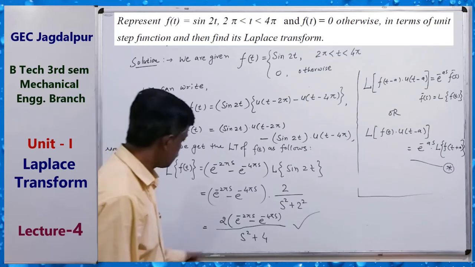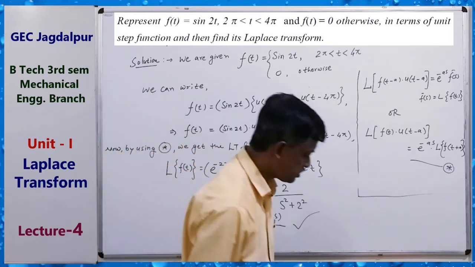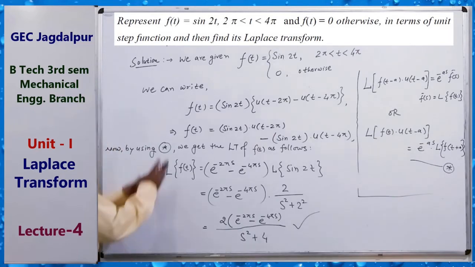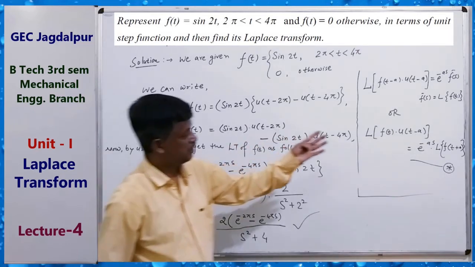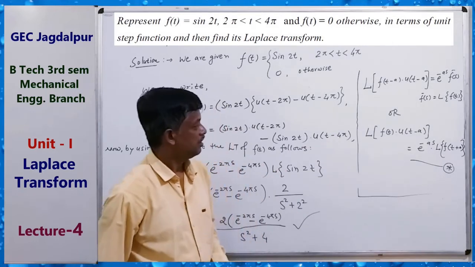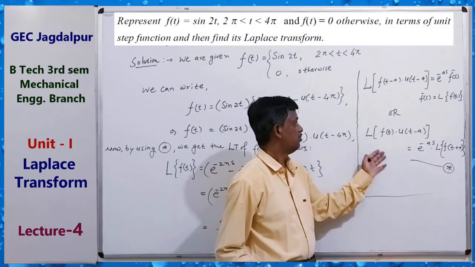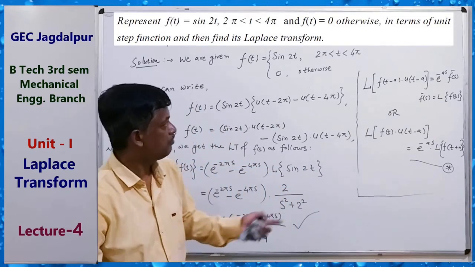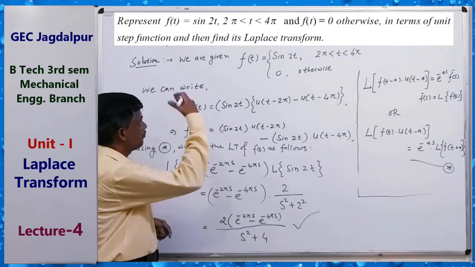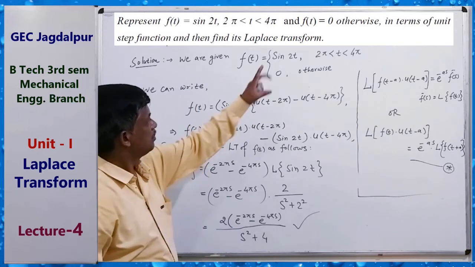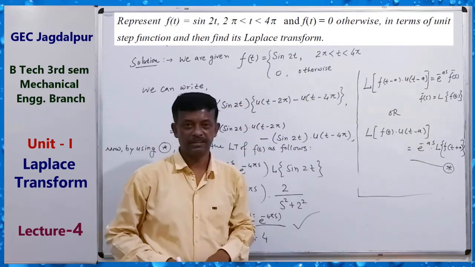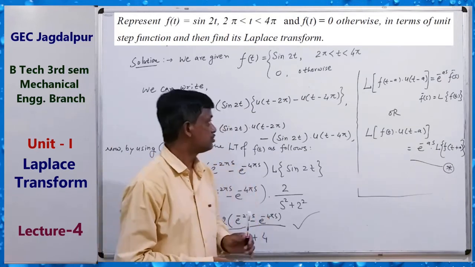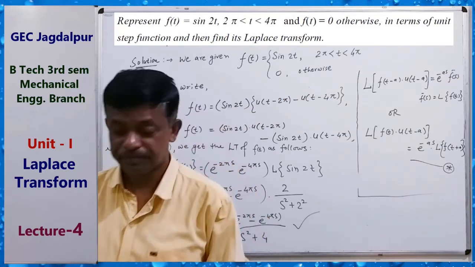Okay, 2 by s square plus 4, times e to the power minus 2 pi s minus e to the power minus 4 pi s. So using this property, this formula related to unit step functions, we can solve the Laplace transform of functions which are given in broken parts. Okay, so this is a very important formula. So note it down and try to solve some questions.